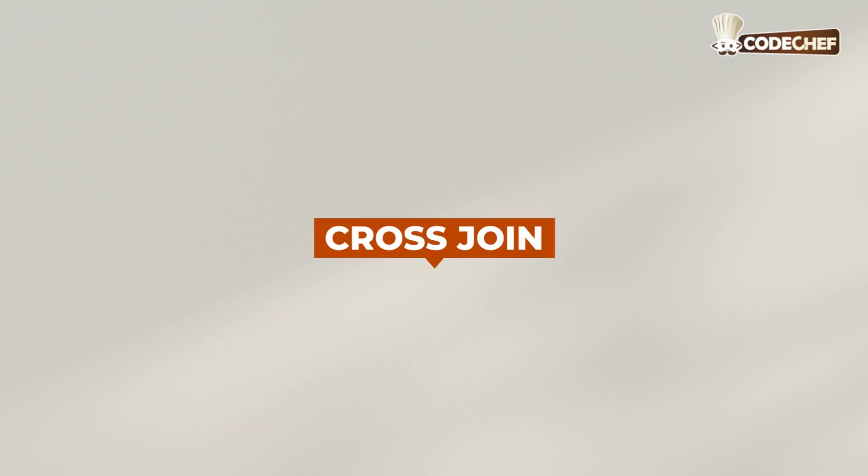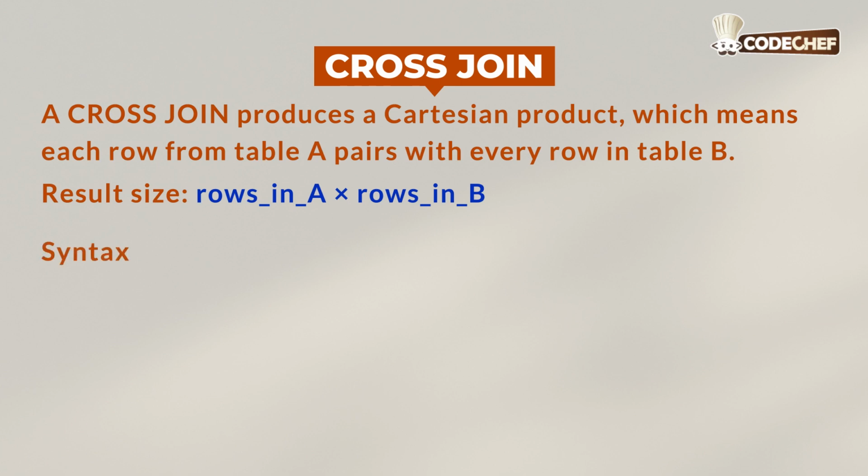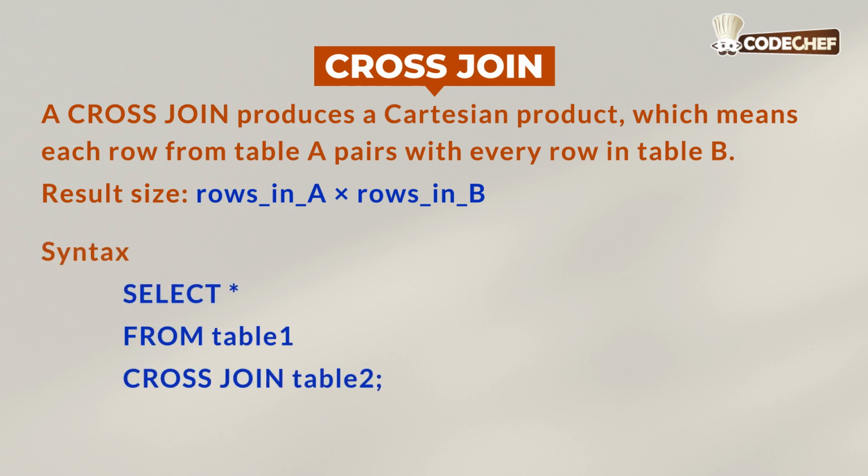Last but not the least, cross join. A cross join produces a Cartesian product, which means each row from table A pairs with every row in table B. Result size: rows in table A multiplied by rows in table B. Its syntax is: select star from table 1 cross join table 2; semicolon.